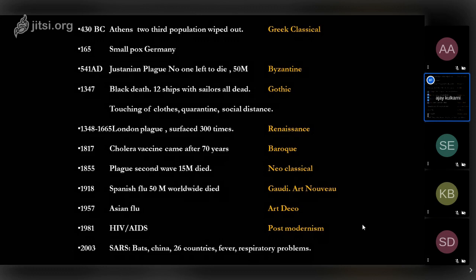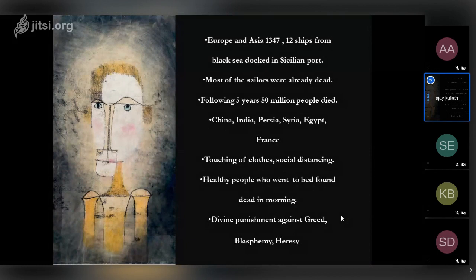Look at these yellow words, not at the white words. So please, this is what that dangerous disease did. 12 ships came to Sicily and so on and so forth.